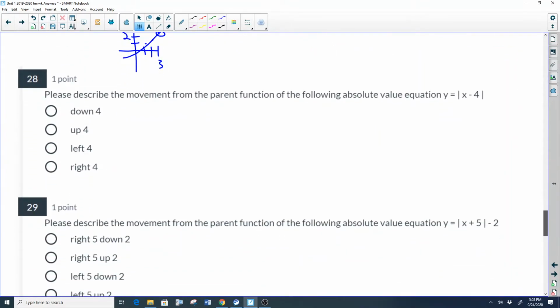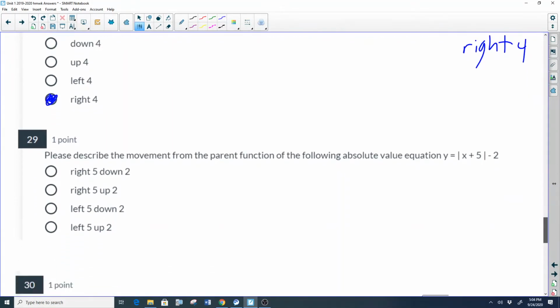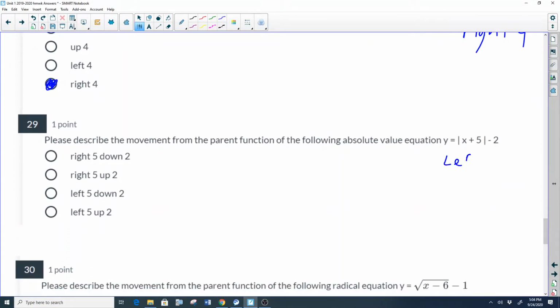Okay, please describe the movement of the parent function. Remember, it's opposite what you think for inside the absolute value, opposite. So that is actually going to be opposite. So that's actually going to be a right 4. There it is. Number 29 is going to be a left 5 and then a down 2. Yeah? Left 5, down 2. There it is.